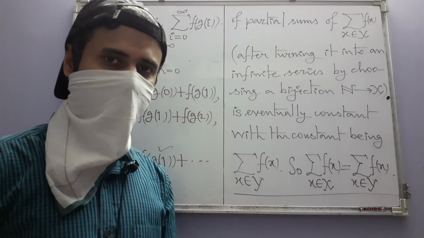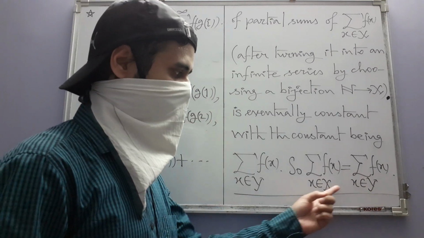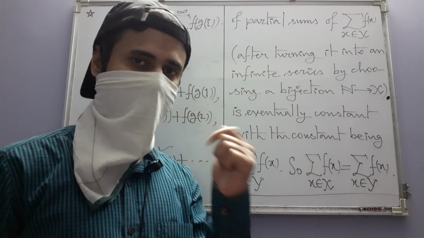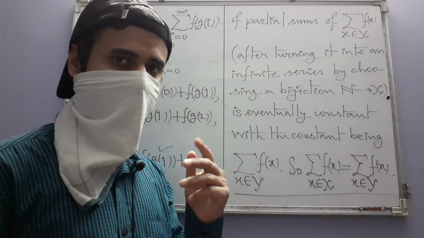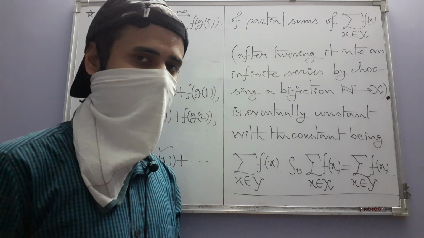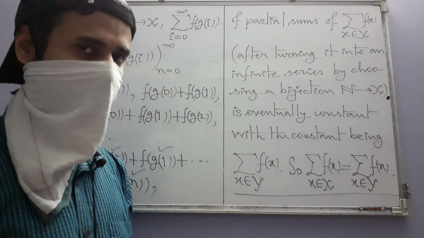We understand how this is true when x is countable but y is finite. And now we are going to look at the last case where y is also countable.